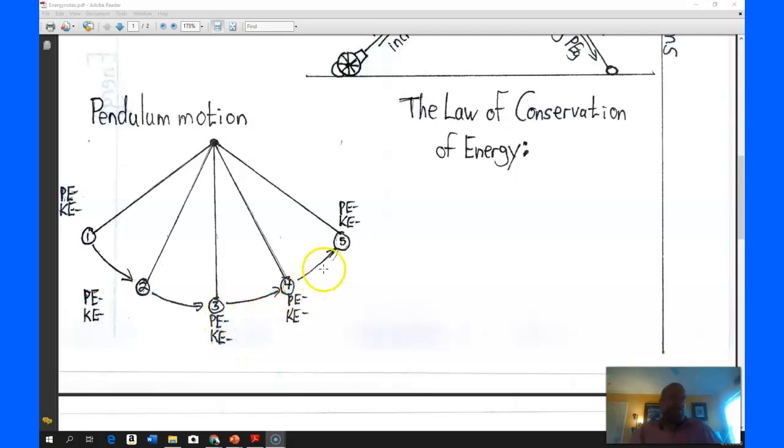Then you start rising again. On the way up, potential energy increases because you're getting higher up in the air. Kinetic energy decreases because you're slowing down. And then position 5 is going to match position 1. PE maxed, KE is actually 0. You do stop for 1 instant while you're swinging, then go back the other way.